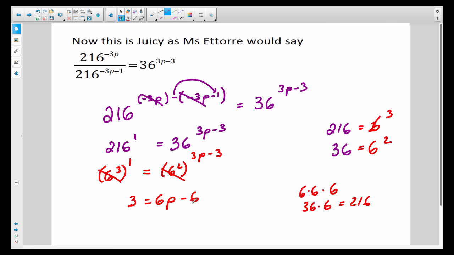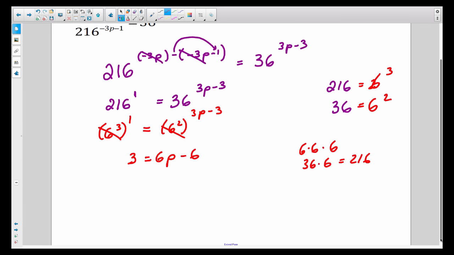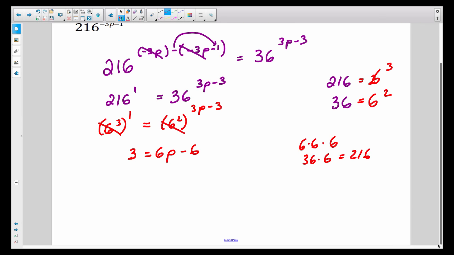3 is equal to 6p minus 6. Solving for p, looks like I have to add 6. You're gone. 6p is equal to 9. Divide by 6. p is equal to, what does that look like? 3 halves. Perfect.